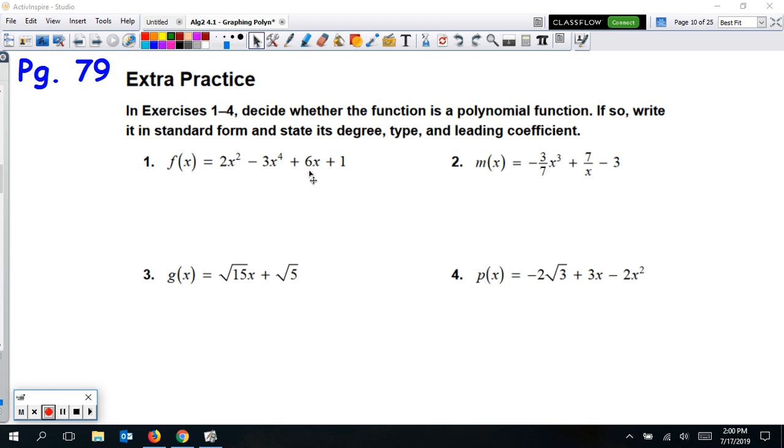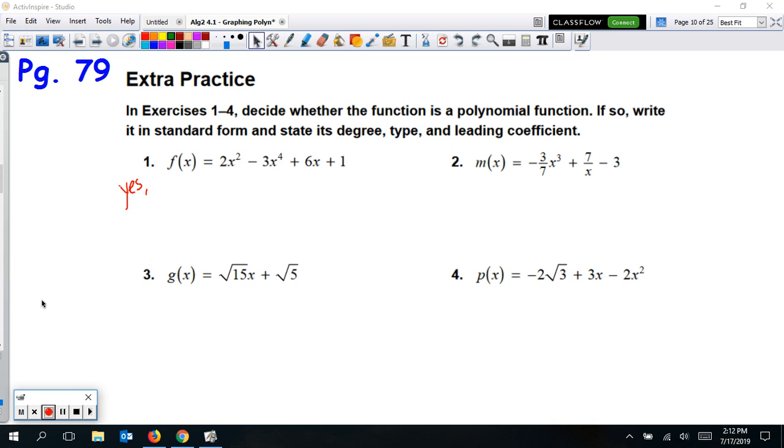So with number 1, is this a polynomial function? And it is, yes it is, because you notice that all your coefficients here are real numbers. Okay, so those are all good. And the exponents are all real numbers as well. So all your exponents are real numbers, and all your coefficients here are fine as well.